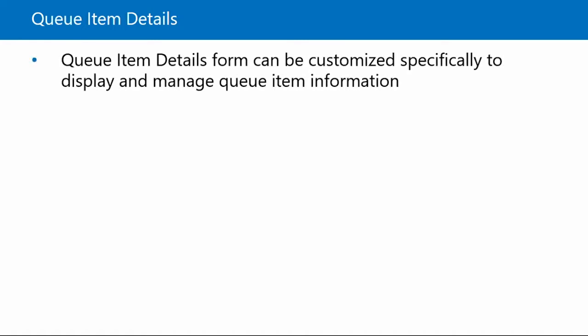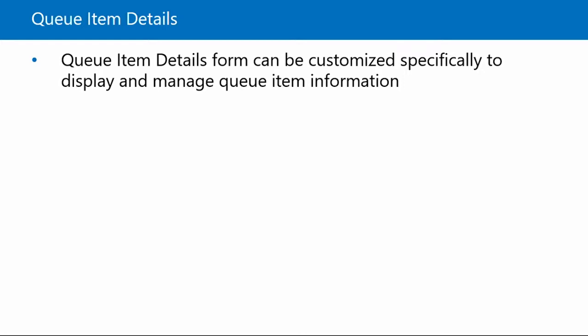As mentioned previously, when items are added to a queue, what's technically created is a queue item record. Now, the queue item details form is a form that can be customized and is designed specifically to display and manage information about that queue item, for example, perhaps priority or other details pertinent to your organization.